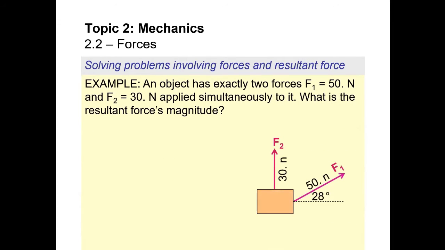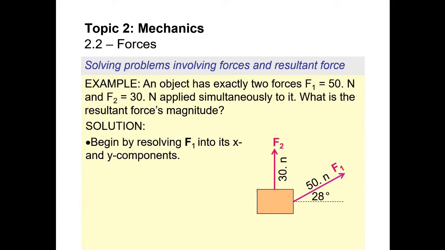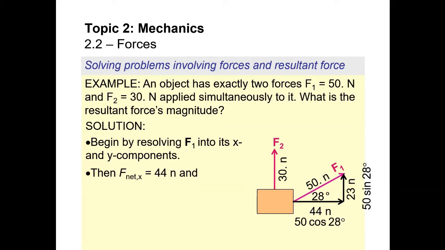An object has exactly two forces applied simultaneously to it. What is the resultant force's magnitude? Begin by resolving F1 into its x and y components. The x component of F1 is 50 times cosine 28 degrees, 44 newton. And this is the y component of F1. Y is opposite, so 50 times sine 28 degrees, which is 23 newton. F net in the x component, we have only 44 newton.